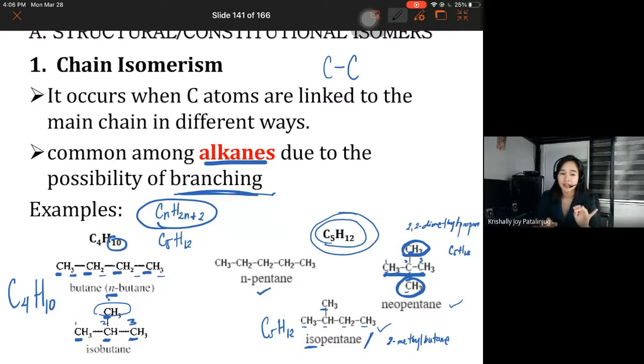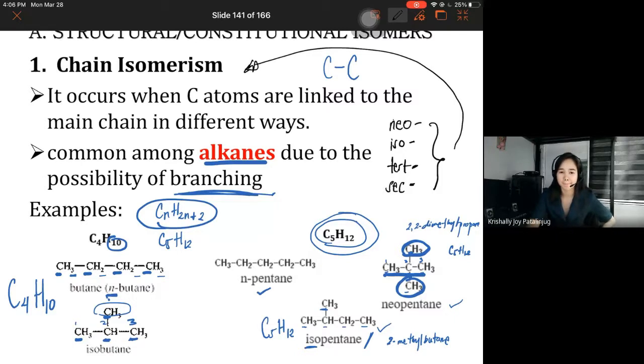And another thing, another hint nyo kapag chain isomerism, kapag ang pangalan ng chemical or yung chemical names ng alkanes have prefixes like neo, iso, let's have tert also, and sec. Diba? You have encountered mga alkanes with this prefixes, sec, tert, iso, neo. Kapag may prefixes, okay, yung chemical names ng alkanes na ganito, they are classified as chain isomerism. For alkanes ha, kapag alkanes with prefixes na neo, iso, tert, sec, they are usually classified as chain isomerism.